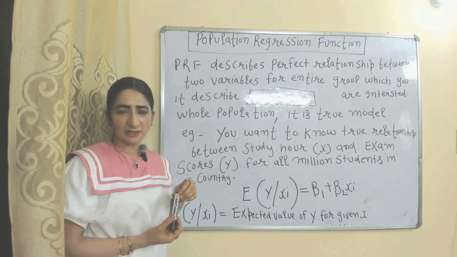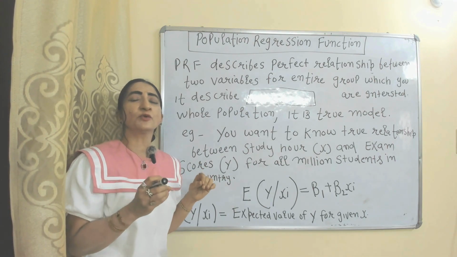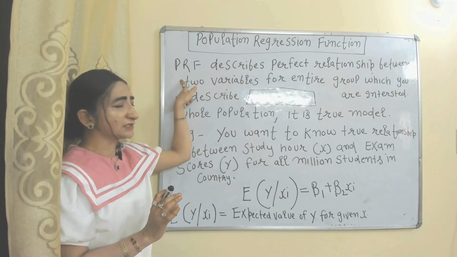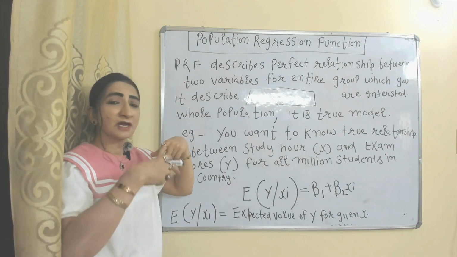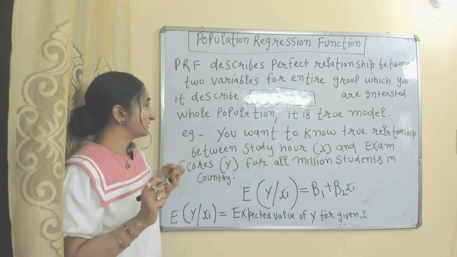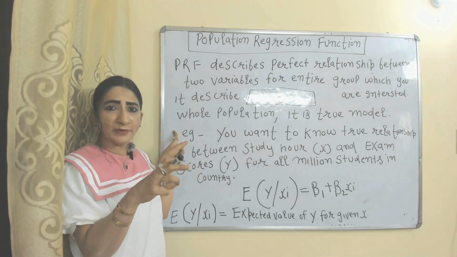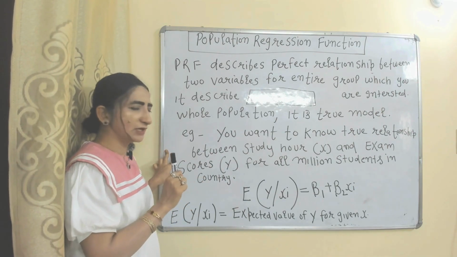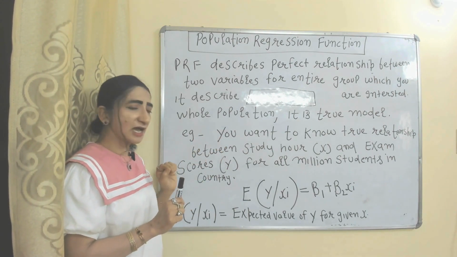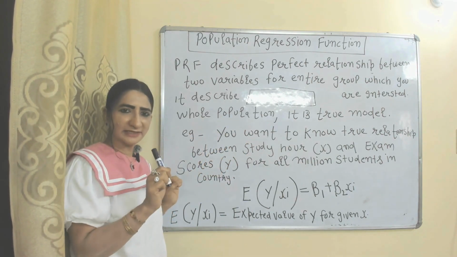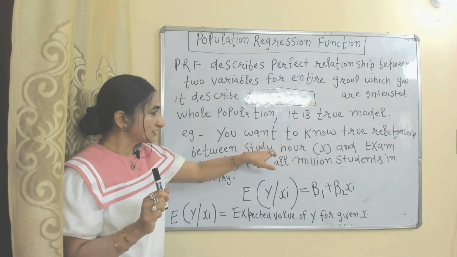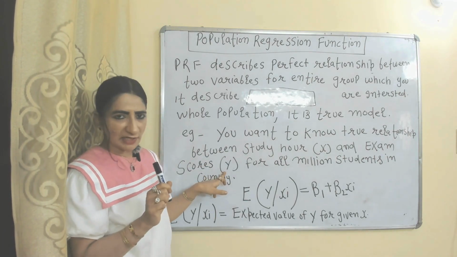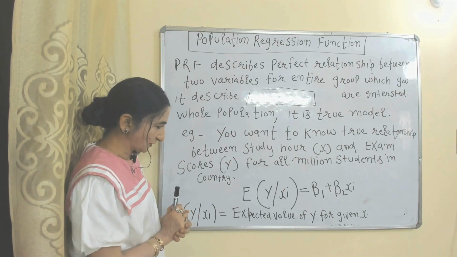Population regression function is a fundamental part of two-variable regression analysis. Population regression function describes the perfect relationship between two variables for the entire group in which you are interested. It describes the whole population. That's why it is the true model. For example, you want to know the true relationship between study hours and exam score for all million students in the country. So here you can see study hours is our independent variable and exam score is our dependent variable. We can present this through this equation.